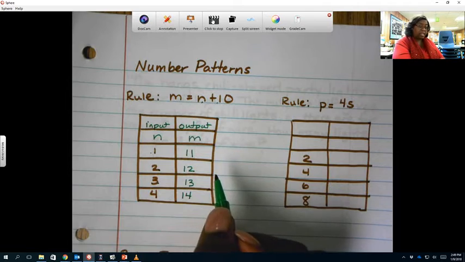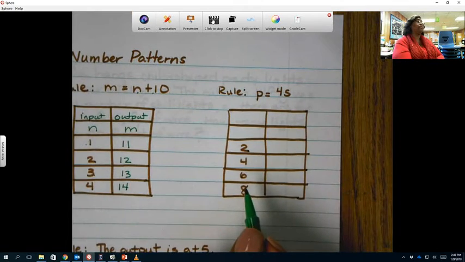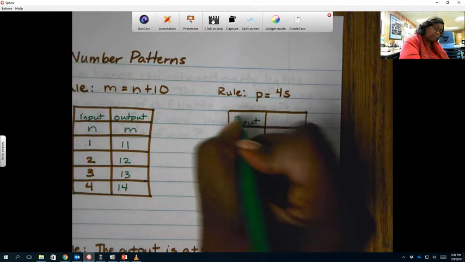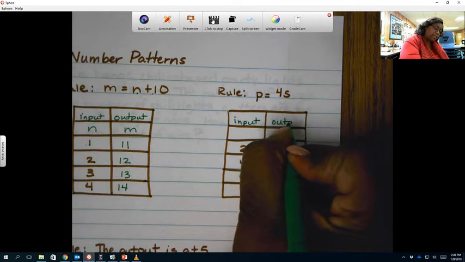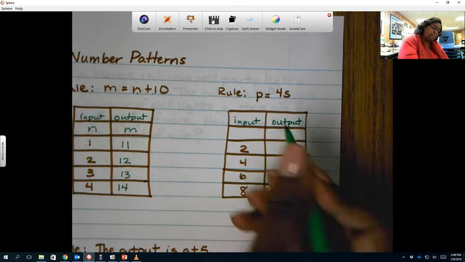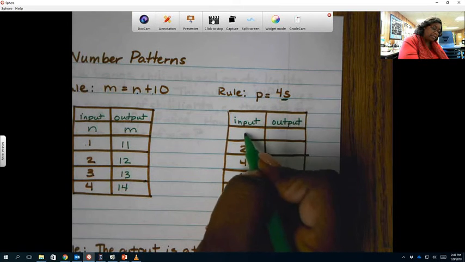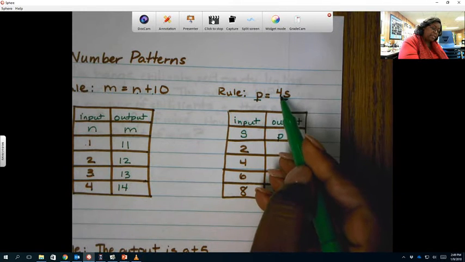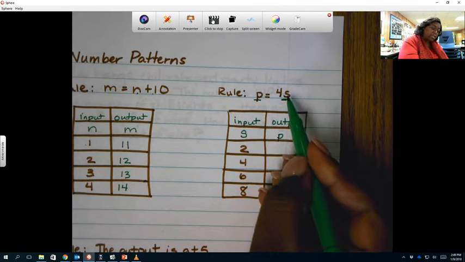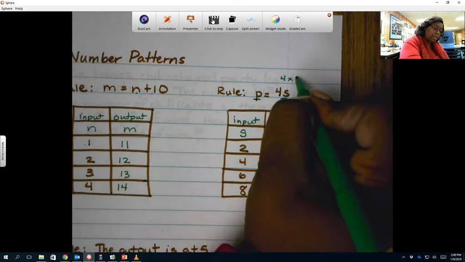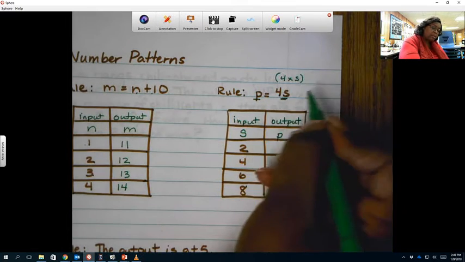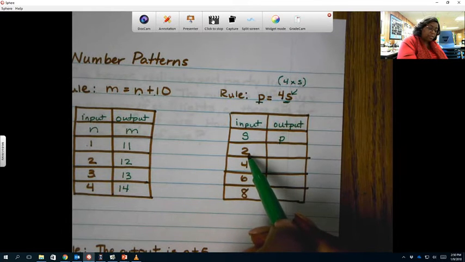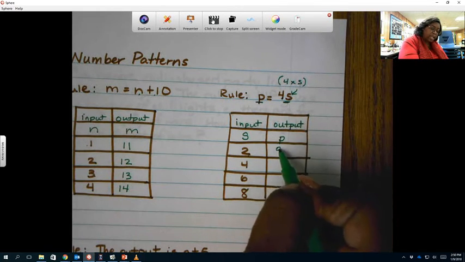Okay. The same goes when we are multiplying. Again, I start with my input on my left and my output on my right. My input is S. My output is the letter P. It says that 4S, which means 4 times S, equals P. So if I replace S with the number 2, 4 times 2 equals 8.